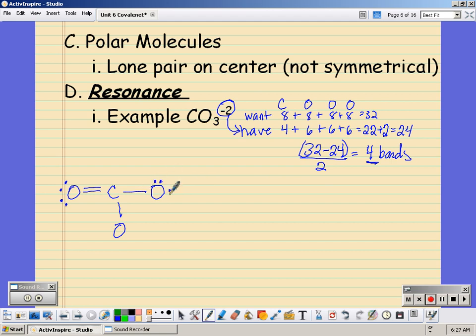Now the resonance happens because the double bond doesn't have to be on the first oxygen. It could have been on the oxygen on the other side. Or it could have been on the oxygen on the bottom. So that's resonance. Also notice that carbon does not have any lone pairs on it, so that means that this is a non-polar covalent molecule.